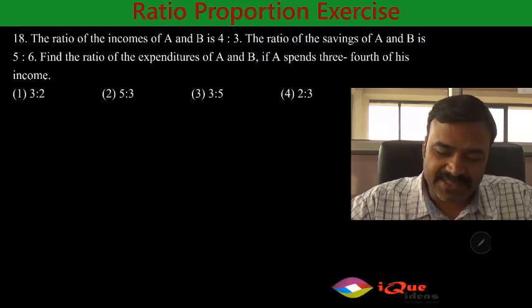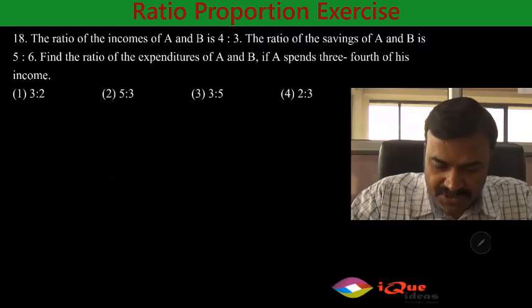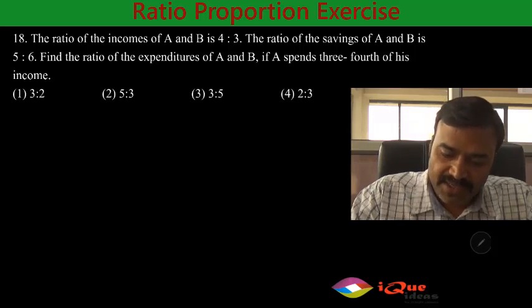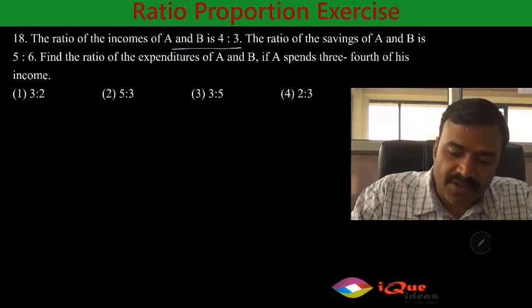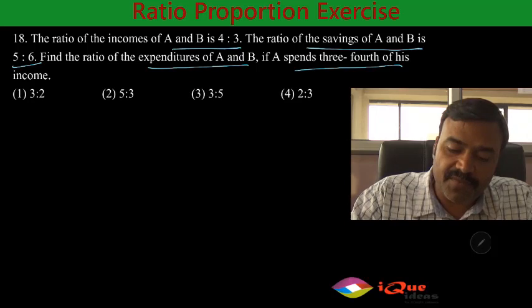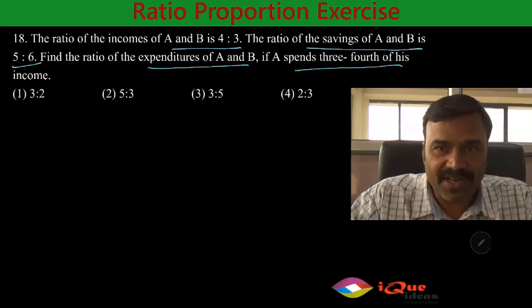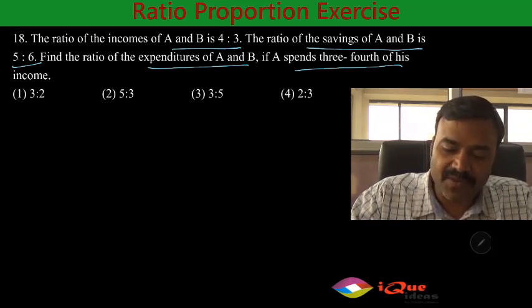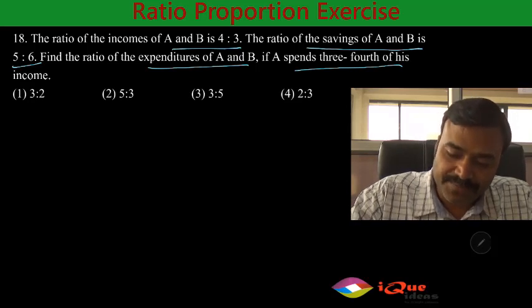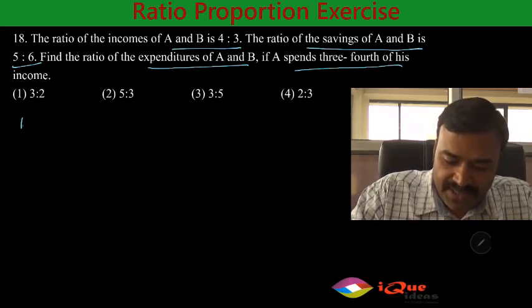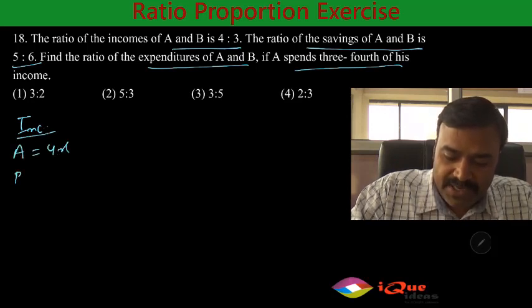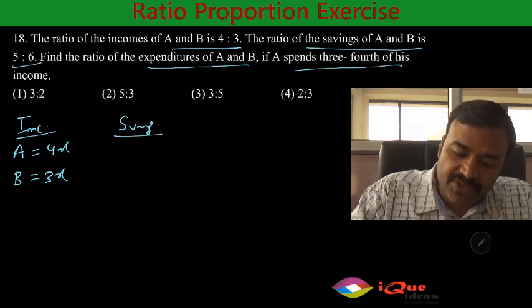Now, this question number 18 is a very good one, a very important question. A lot of people make a mistake in this one. It says the ratio of incomes of A and B is 4:3. Ratio of savings of A and B is 5:6. Find the expenditure of A and B if A spends 3/4 of his income. Okay. Now, straight away here, A's income can be taken as 4x, B's income can be taken as 3x. Now, their saving ratio is given 5:6.